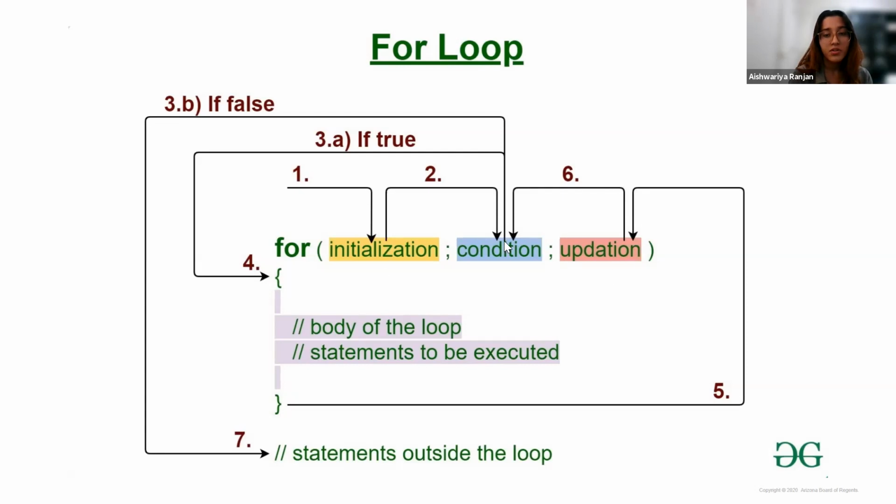And then we check the condition again. If it's true, again, we'll run the body of the loop. But if it is false, we go outside the loop, we exit the loop.